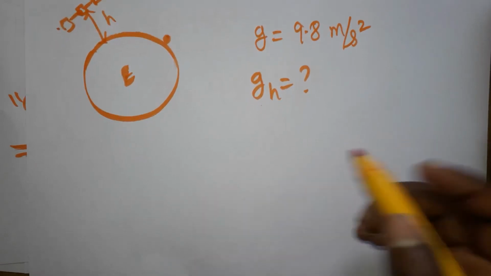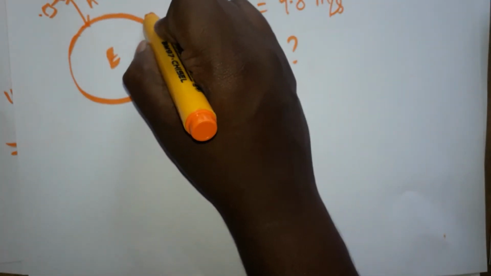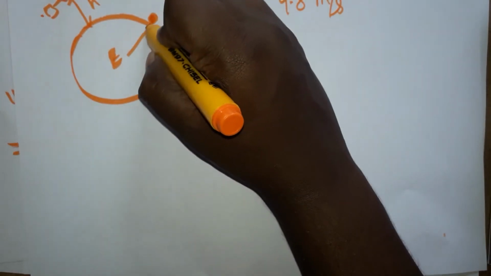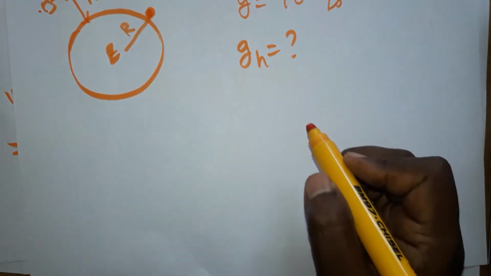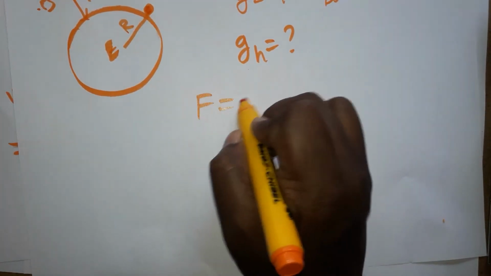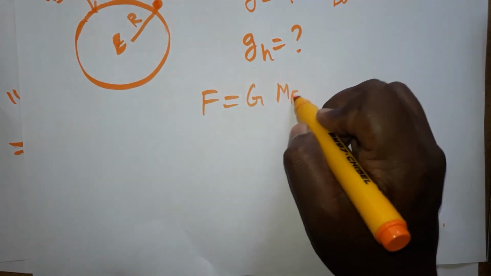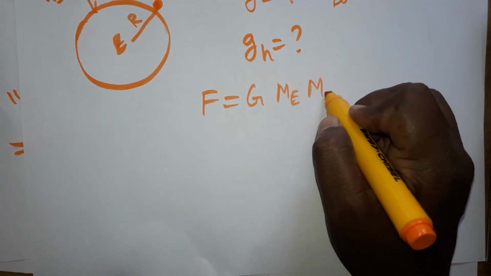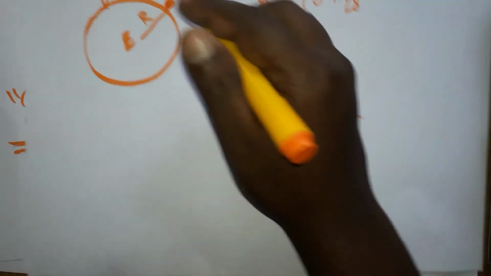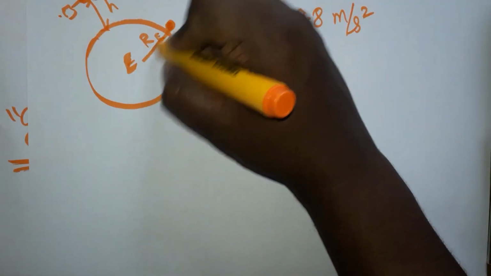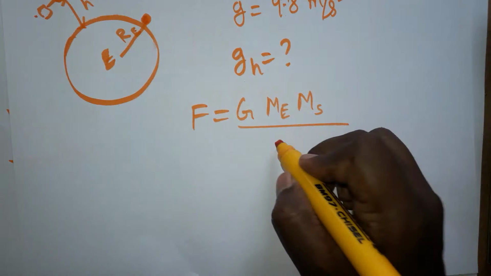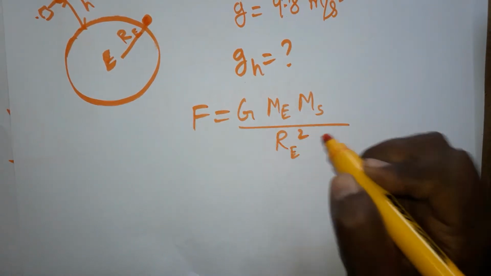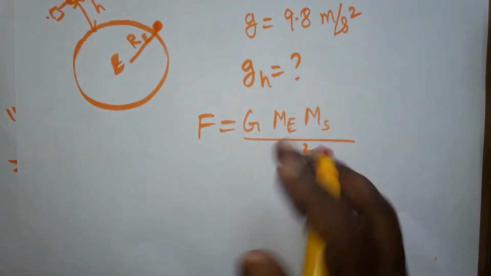Okay, see here what I am going to do. Consider one satellite on the surface of the earth. Distance between these two is the radius of the earth. We know F is equal to G times mass of the earth and mass of the satellite divided by radius of the earth, because distance between these two is the radius only. It is the radius of the earth square. Okay, so I know F is equal to weight of the satellite.